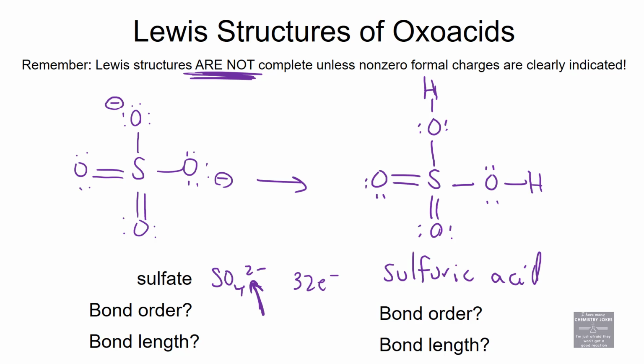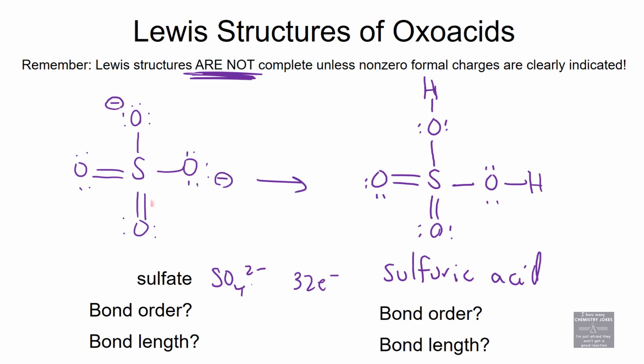I almost exceeded that oxygen's octet by adding too many electrons. Here's my sulfuric acid Lewis structure. All neutral now. Those oxygens are making 2 bonds. They are totally neutral.